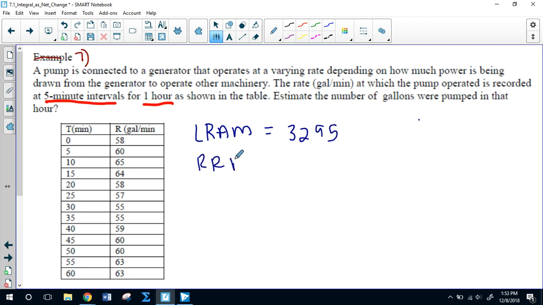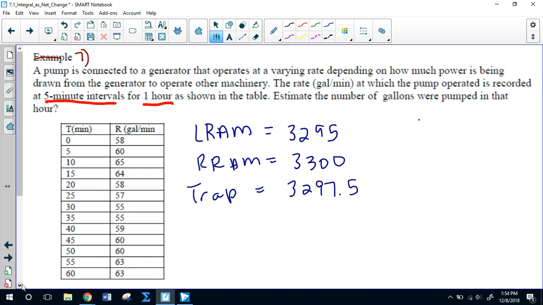RRAM gave me 3300. So then we know that the trapezoidal method would have given me 3297.5. Sorry, I couldn't read my own handwriting. Okay, so it's probably a pretty good estimate, but we do have ways to maybe make it a little bit of a better estimate.